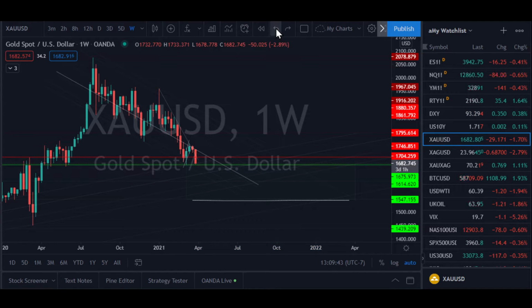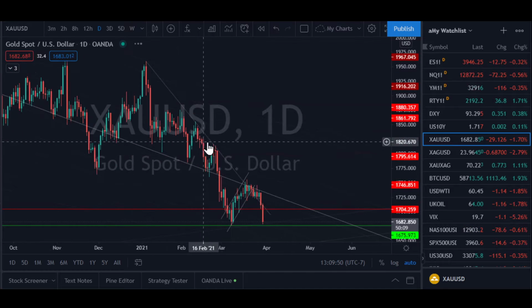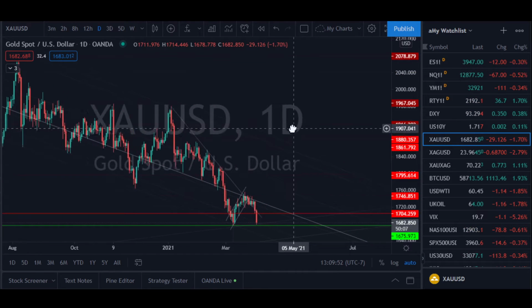So that's my green box. This is my buy zone. I've expected, and this is the weekly chart. If I go to the daily chart, I've been predicting for some time.